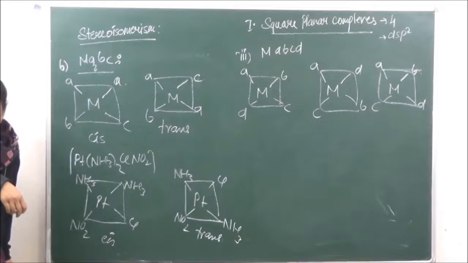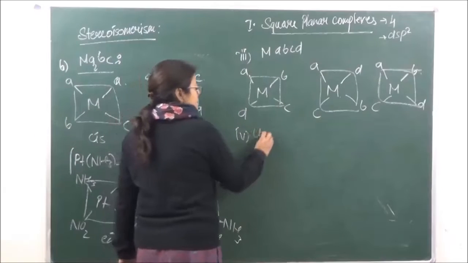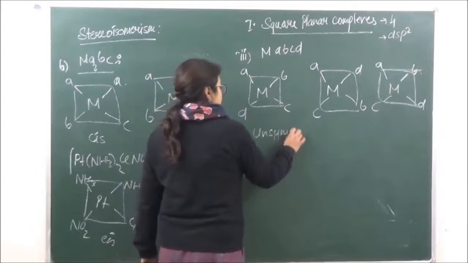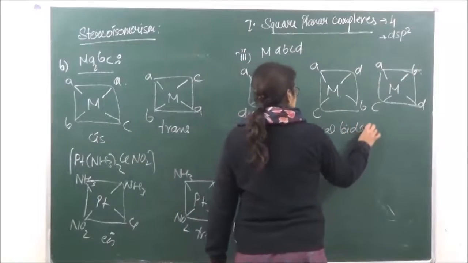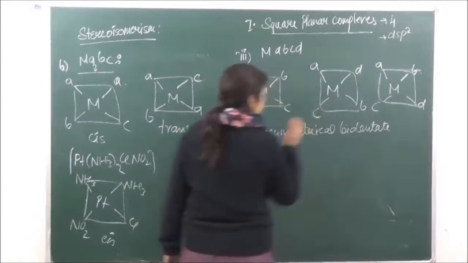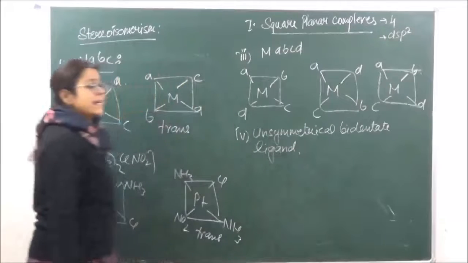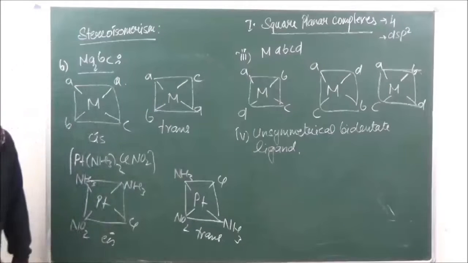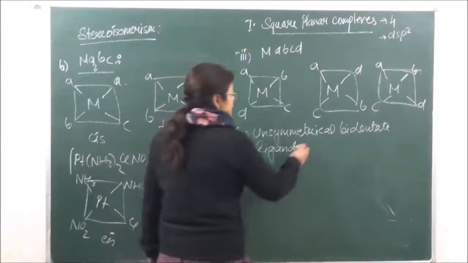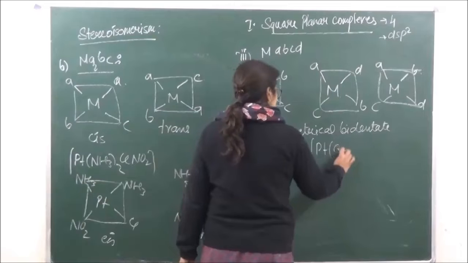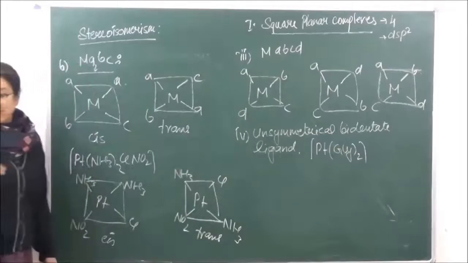Okay? Now if there is an unsymmetrical bidentate ligand present. Unsymmetrical bidentate ligand is your glycinate ion, we are done, right? In that case, let's take the example of platinum glycinato complex. This is the platinum glycinato complex which we have over here.